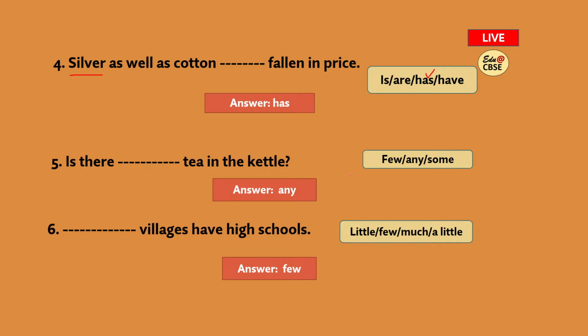Now, why is few the answer? Because here high schools are countable, things that we count. And the meaning of the sentence is that villages जो हैं उनमें high schools नहीं है, almost ना के बराबर है. So that is why few villages have high schools.